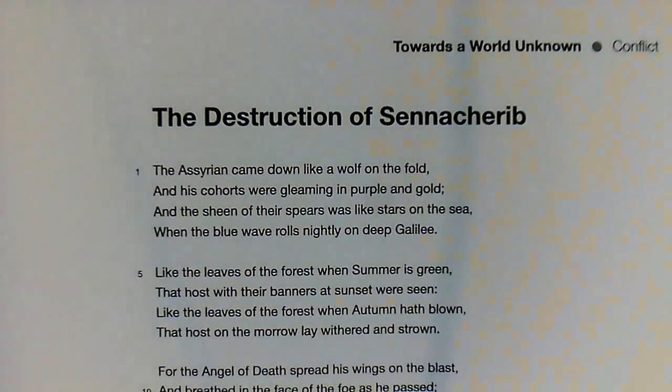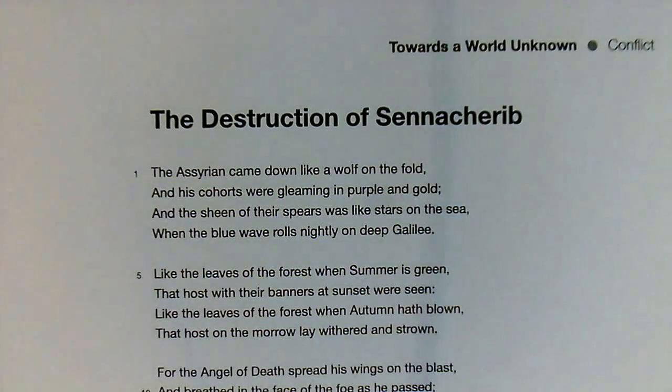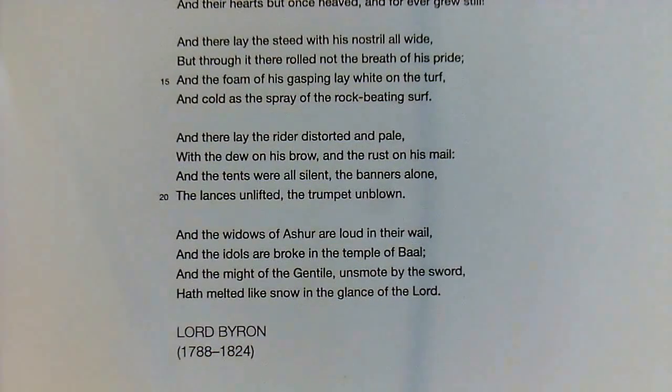We are looking at the Destruction of Sennacherib from the poetry collection Conflict in the anthology Towards a World Unknown. This is the fourth poem from the OCR anthology, so we're just going to get straight into it. The first thing that we'll do though briefly is just to look down at the bottom and find out who wrote this poem. So this is written by Lord Byron.